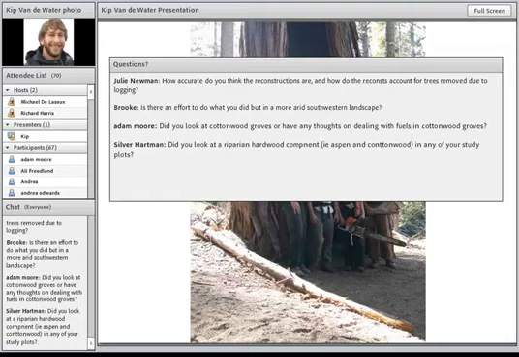There's a second question from Brooke, and that is, is there an effort to do what you've done in more arid southwestern landscapes? Yes, there is. That's a great question. I used some of the reconstructions from the Ecological Restoration Institute at NAU. Pete Fule did a really good reconstruction, I believe at the north rim of the Grand Canyon.